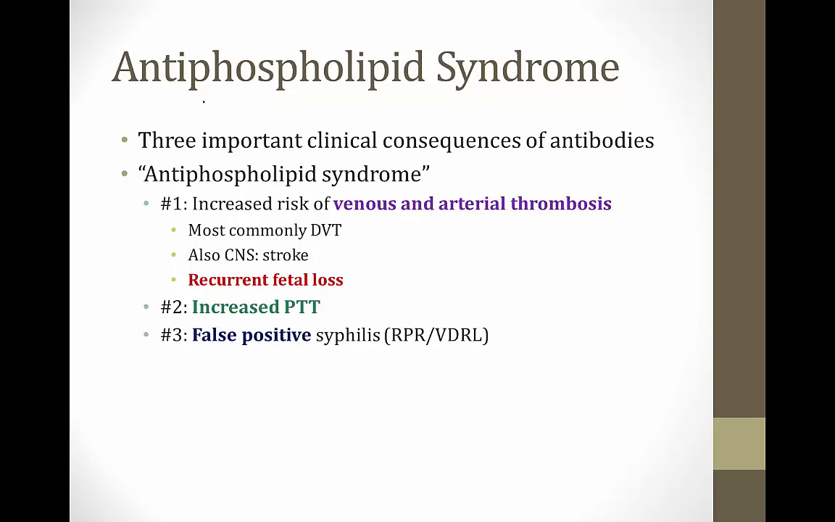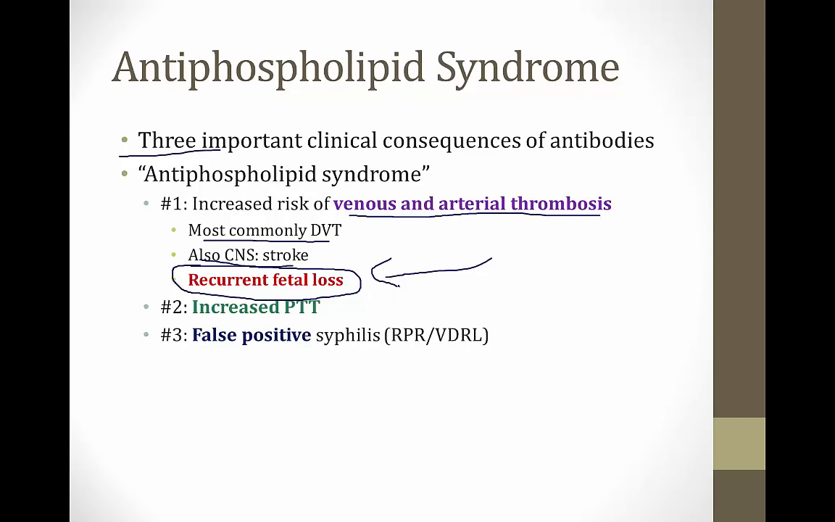So I recommend you think of the clinical consequences of the antibodies as falling into one of three categories. The first category is increased risk of venous and arterial thrombosis. This happens when people have antiphospholipids in their serum. Most commonly this presents as a deep vein thrombosis, although it also commonly presents as stroke from thrombosis in the central nervous system. Another hallmark of the antiphospholipid syndrome is recurrent fetal losses. The mechanism is believed to involve thrombosis of the placenta, although other factors are also important. But any woman who has several unexplained fetal losses often undergoes a workup for the antiphospholipid syndrome. That is a hallmark of the disorder.